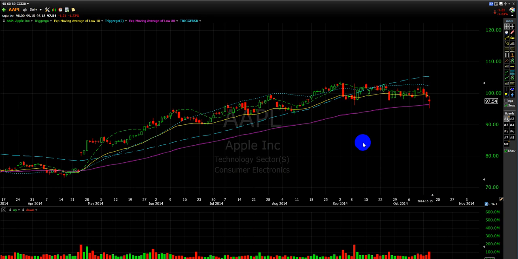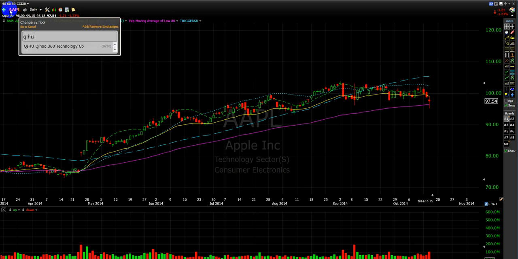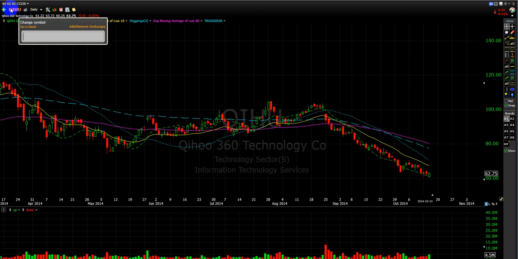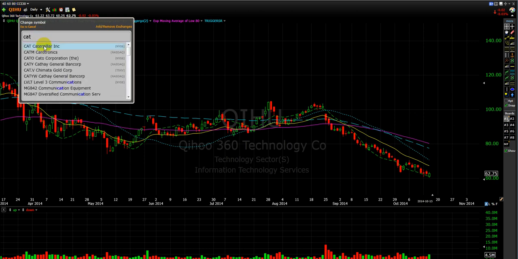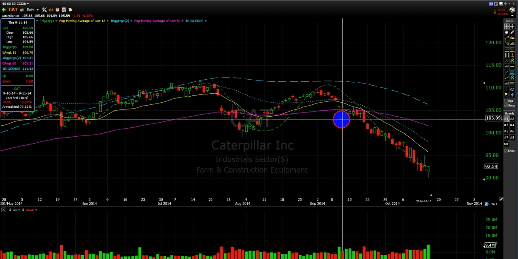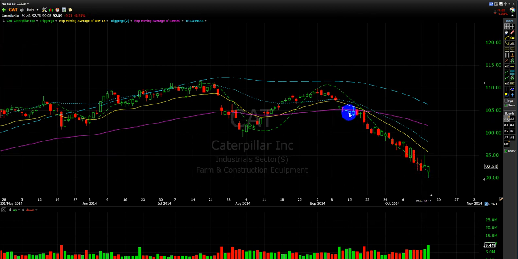I found a few good ones like QIHU and CAT. I talked about this before in the video, but again, this was the sell signal area. Look at the directional move here. This was huge and easy, by the way. Much easier than a lot of trades like that.